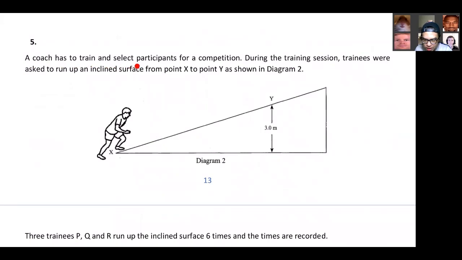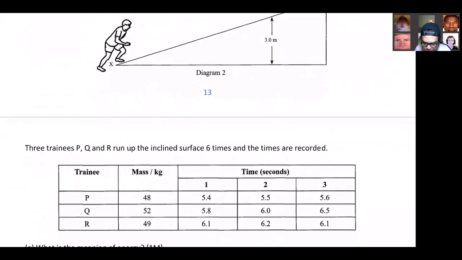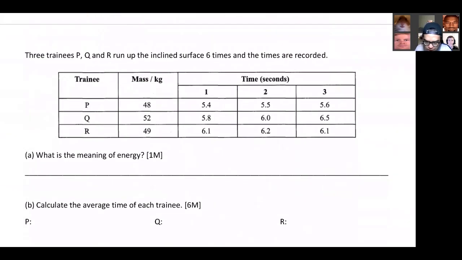So for question 5, a coach has to train and select participants for competition. During the training session, trainees were asked to run up an inclined surface. Inclined surface is permukaan condong. Slanted surface. So 3 meter. So trainee P is 48. This is the weight, their berat badan, their body weight, 52 and 49. So the time is here, how long they take to run.